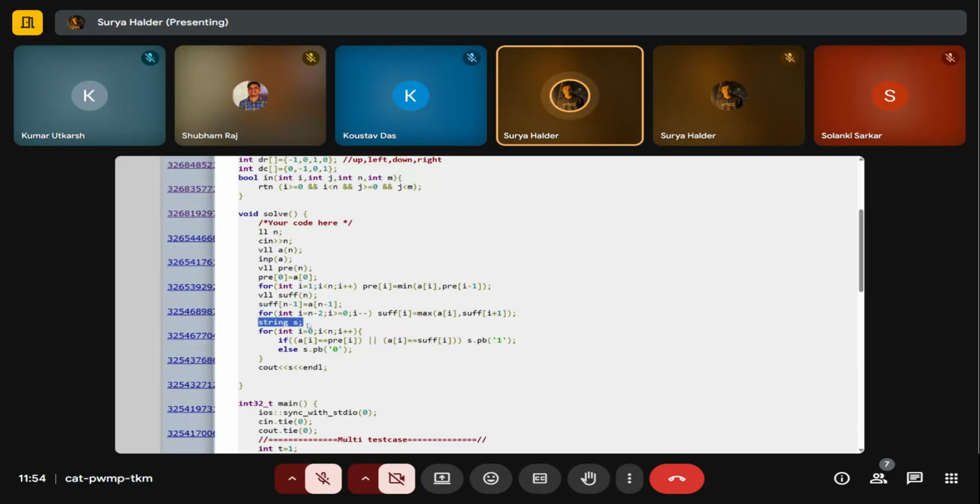So I've created a binary string. After that, I am checking for every element: is that element equal to its prefix? Meaning pre of I. Pre of I represents the minimum from the left. So is every element the minimum from its left, or is that element maximum from its right? If this is the case, then the binary string will contain 1, else the binary string will contain 0. And then simply you give the binary string as output. Is this code clear to everyone?